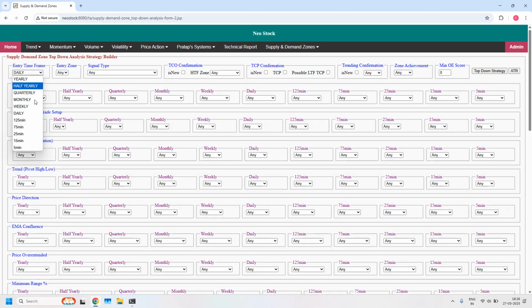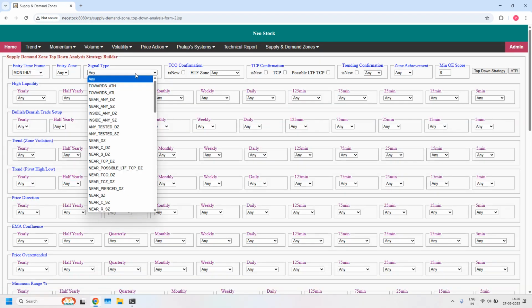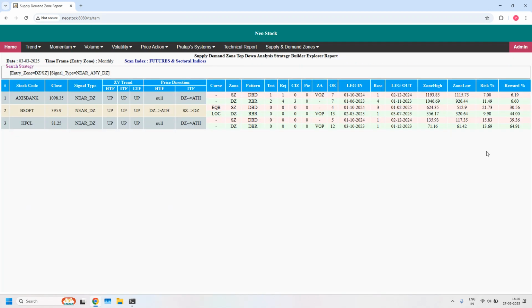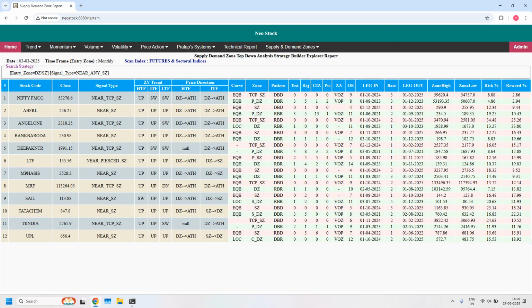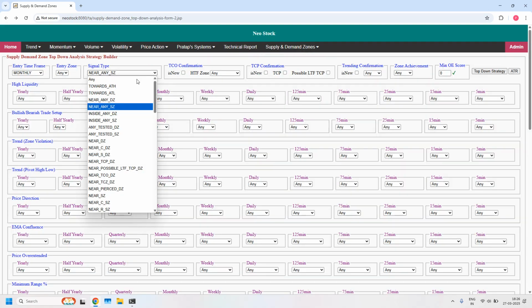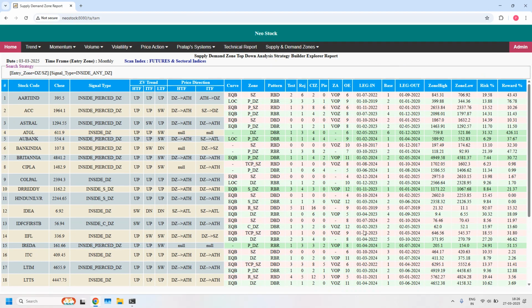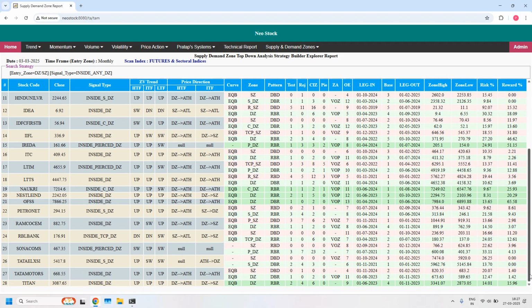Next time frame is monthly. Stocks near monthly demand zone, we got 3 stocks. Next, stocks near monthly supply zone, we got 12 stocks. Next, price closed inside the monthly demand zone, the first 18 stocks in the list. Scrolling the list down, so total 28 stocks are filtered.